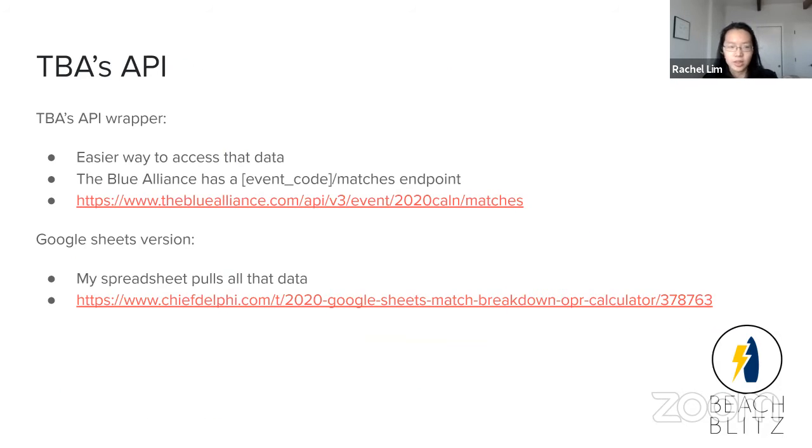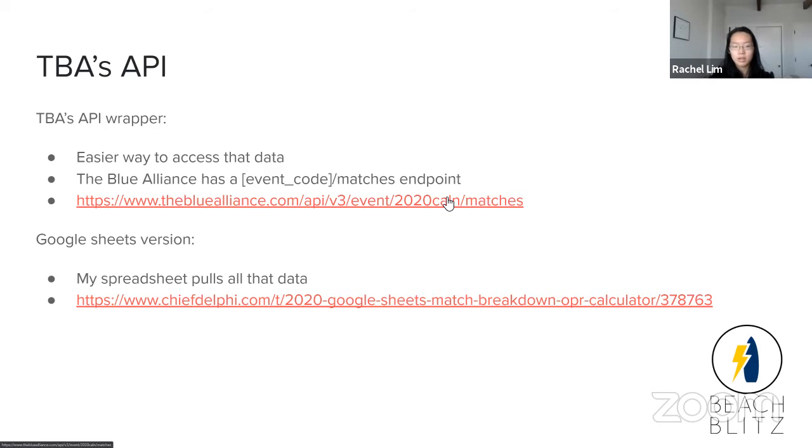And okay, so how do you get to this data? The two easiest ways: first, FIRST posts this stuff, and they have their own API. It's sort of hard to use, but luckily The Blue Alliance helps us. They have their own API, which is a lot easier for people to use. Specifically for this data, you want the event code matches endpoint. An example is shown at thebluealliance.com API v3 events. This is for LA North.